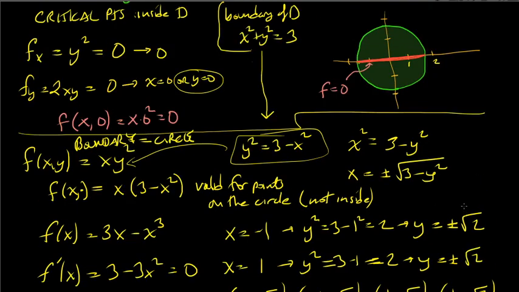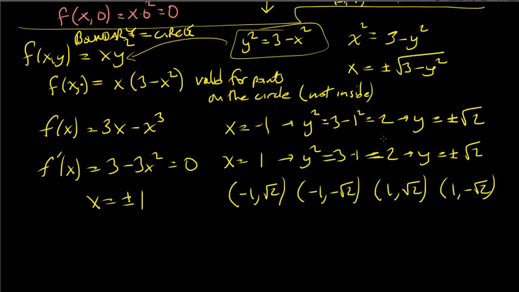Where are those points? Well, if x is 1, square root of 2 is right around here. That's where both are positive. Here's where x is positive and y is negative. Here's where x is negative, y is positive. And here's where they're both negative. So this is 1, square root of 2. This is 1, negative square root of 2. This is negative 1, positive square root of 2. And this is negative 1, negative square root of 2.